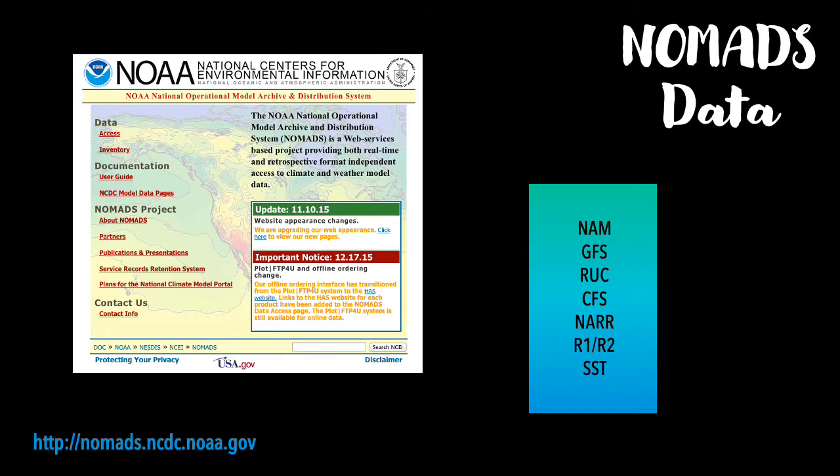Finally, this is the Nomad site, which is just an additional site where you can obtain many of the same types of data sets. For instance, NAM, GFS, Reanalysis 1, Reanalysis 2, etc. The link for this site is listed here in the bottom left corner.